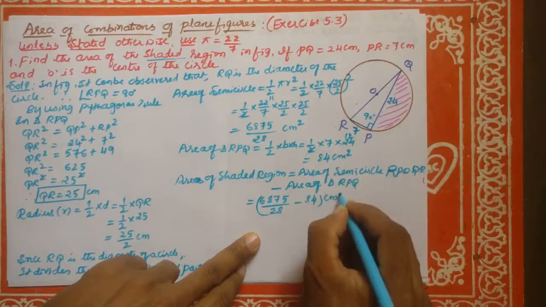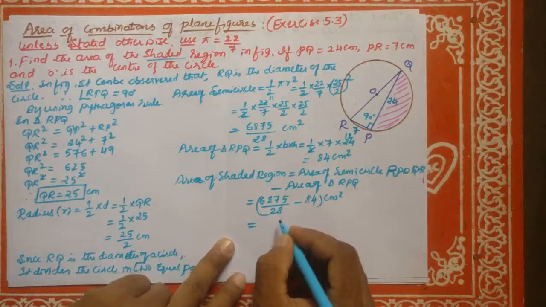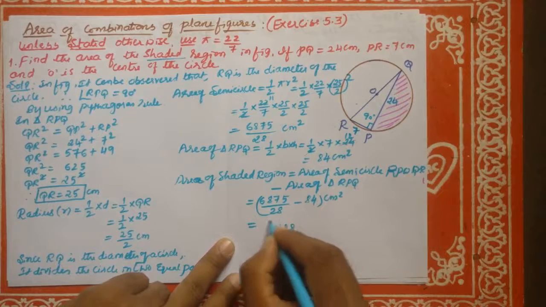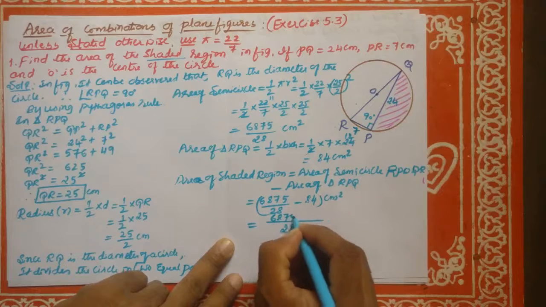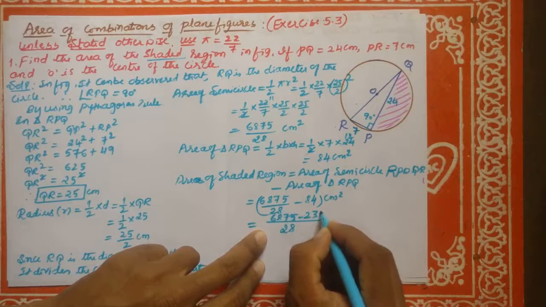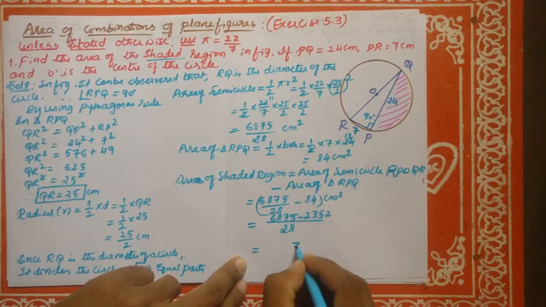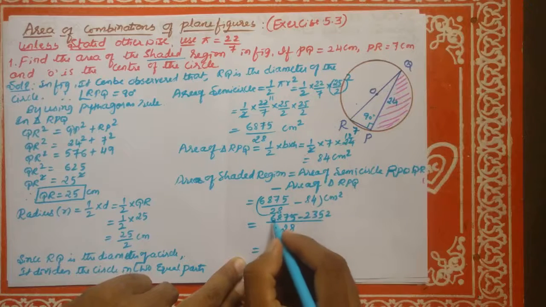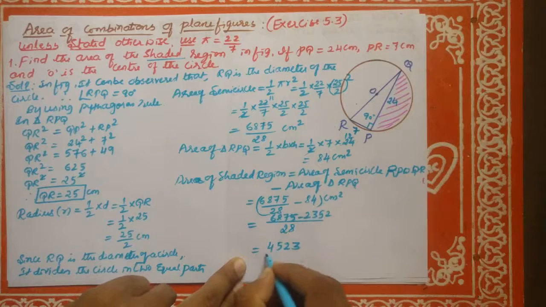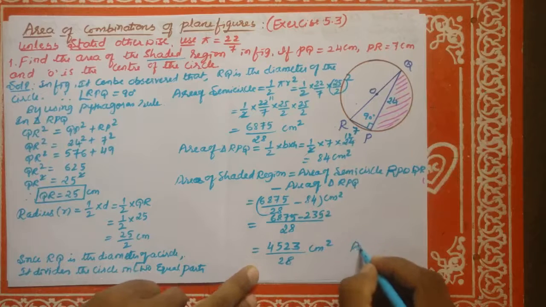84 square centimeter, which is equal to, here 28 is LCM. 6875 as it is minus 28 into 84, which is equal to 2352. Therefore, after subtracting, 5 minus 2 is equal to 3, 7 minus 5 is equal to 2, 8 minus 3 is equal to 5, and 6 minus 2 is equal to 4. 4523 divided by 28 square centimeter, and this is the right answer.